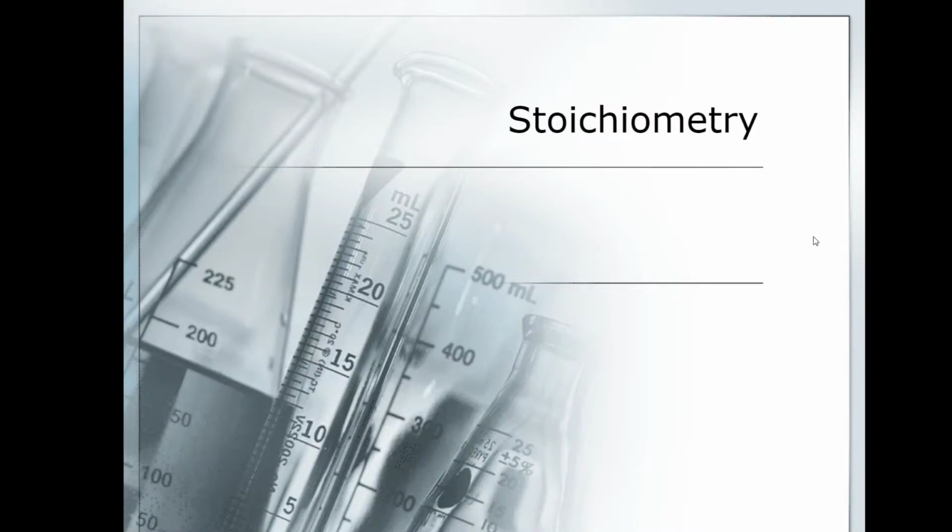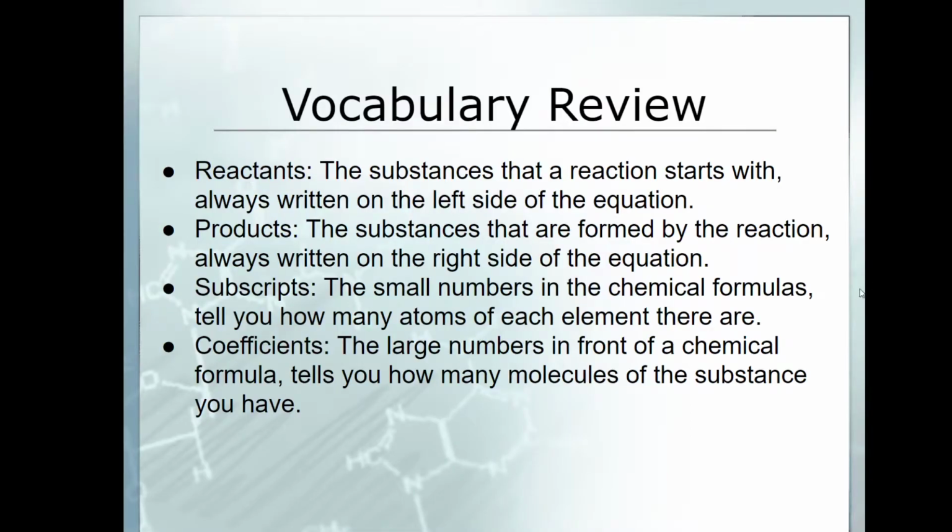Okay, so what we're talking about today is called stoichiometry. It's kind of a combination of stuff that we've already talked about before, and it's how we're going to calculate how much product should be made from any given reaction, or how many grams of reactants we need in order to not waste anything.